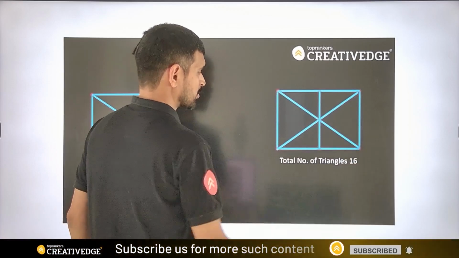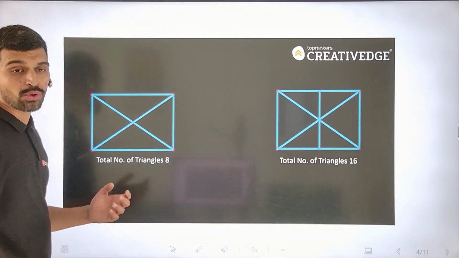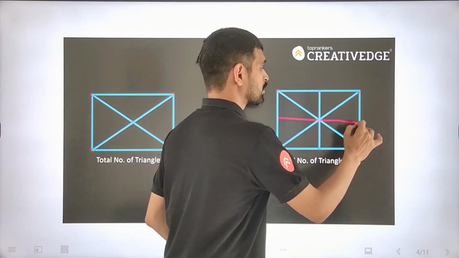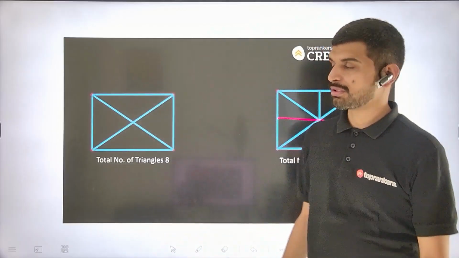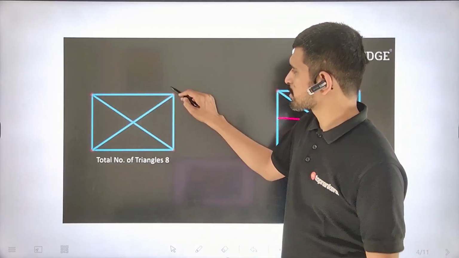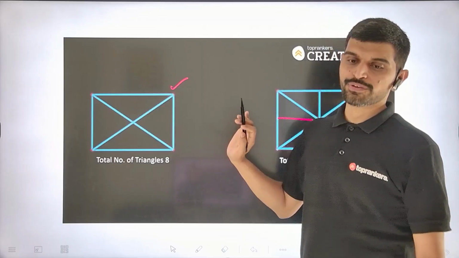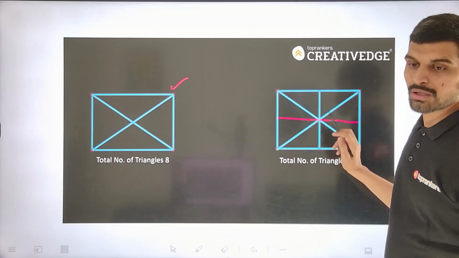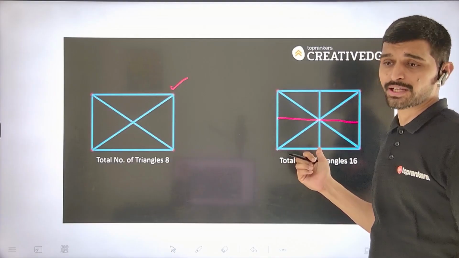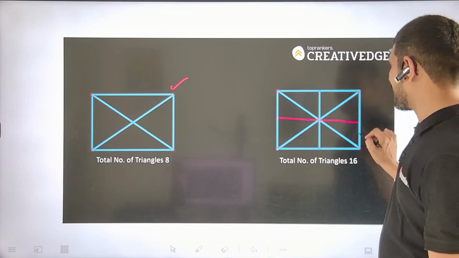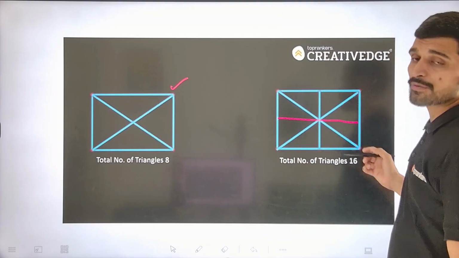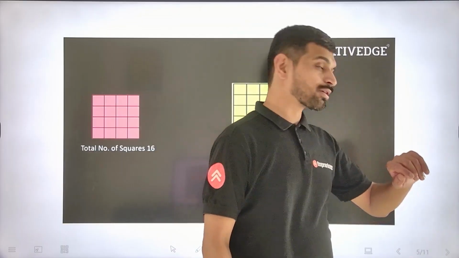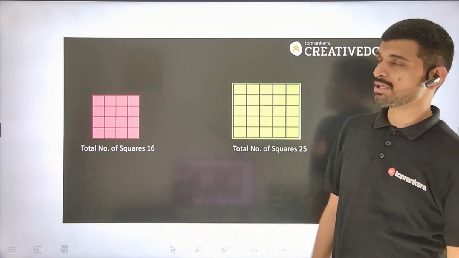Here, in the case of a square provided with diagonals, you'll have a total of 8 triangles in this situation. Yes, of course, the flag of England, so a shape like that. In that case, the total number of triangles will be 16. What will be the answer in this case?